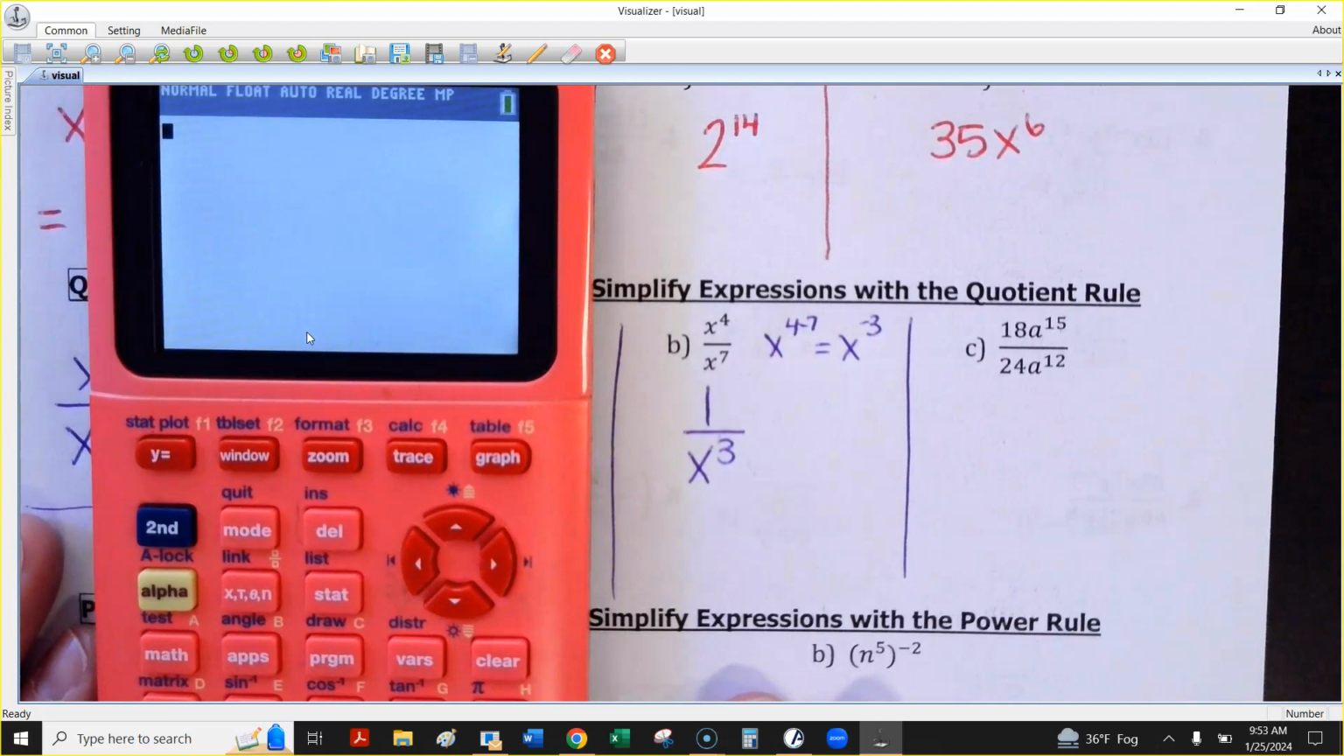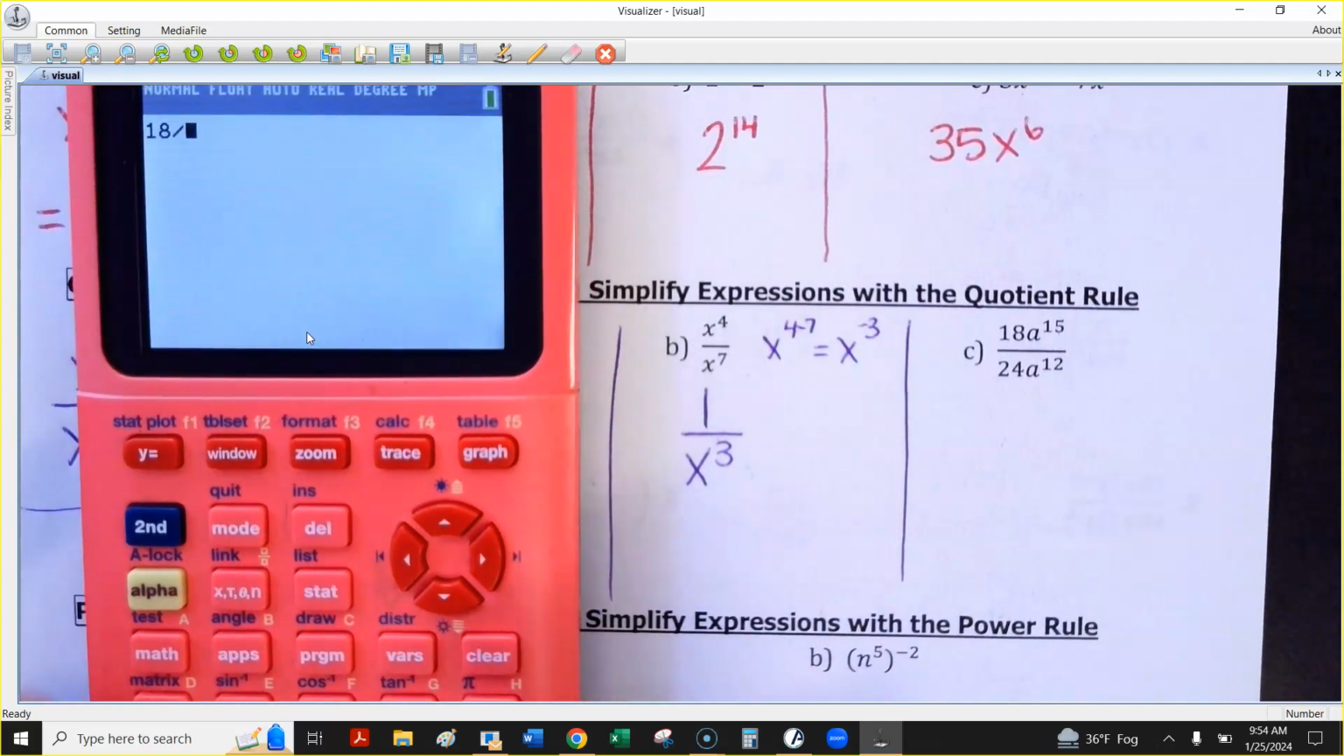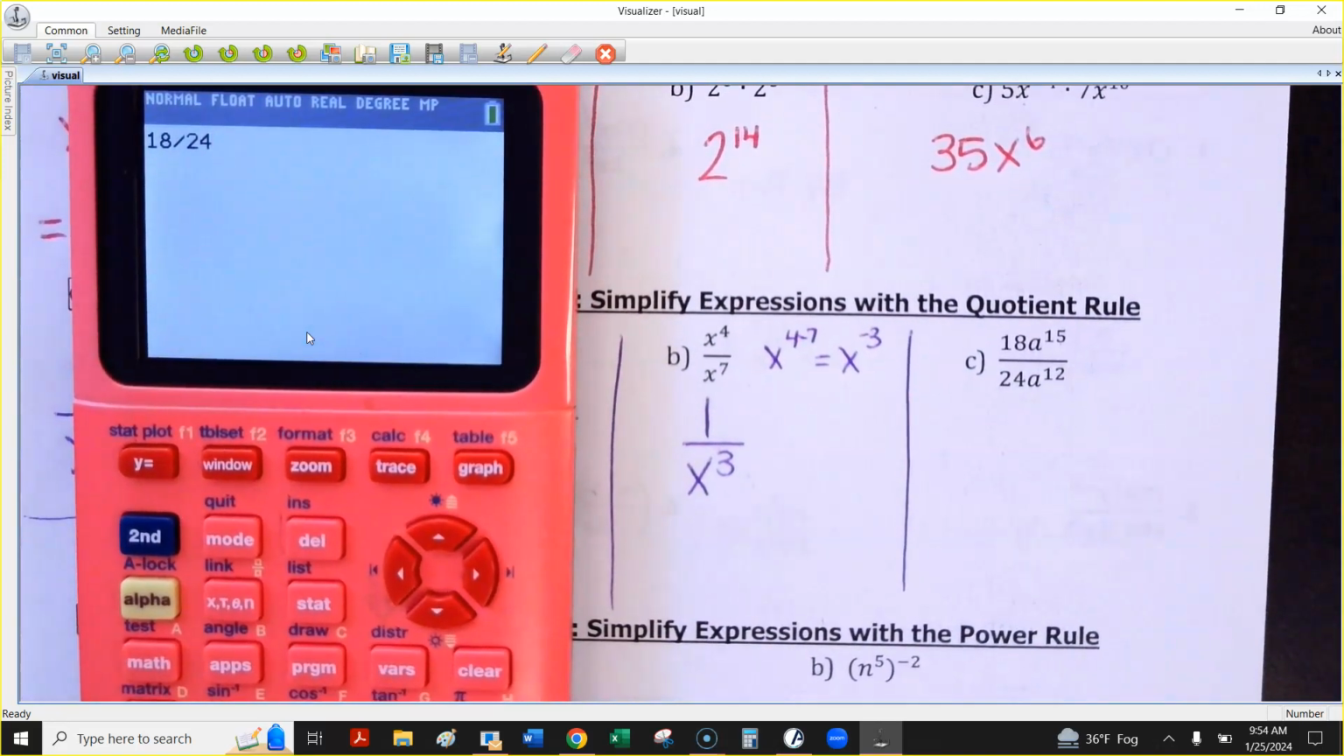Okay, so I am going to literally type it, and I know you could reduce this by hand, but I'm just going to show you. I'm going to do 18 divided by 24. That's the fraction I have there. Hit enter. And I know you could do this by hand, but just in case.